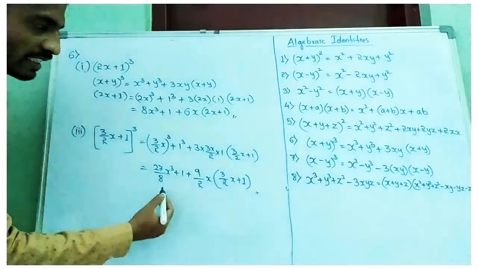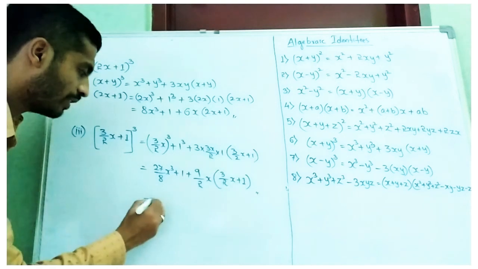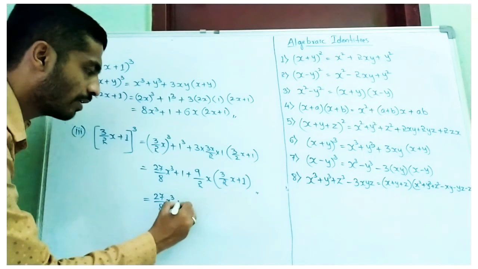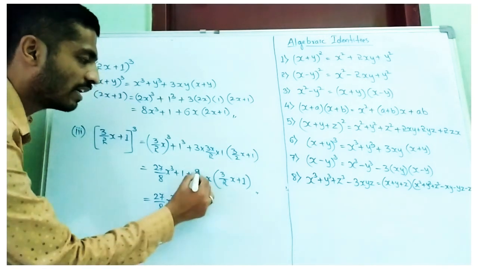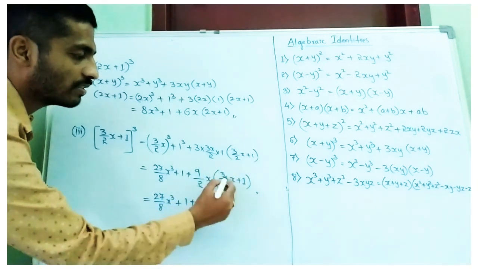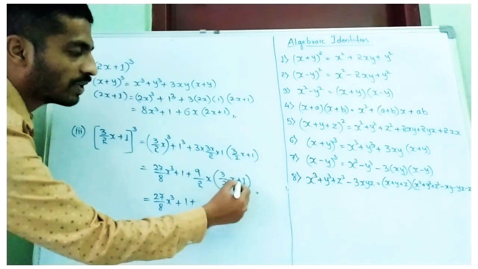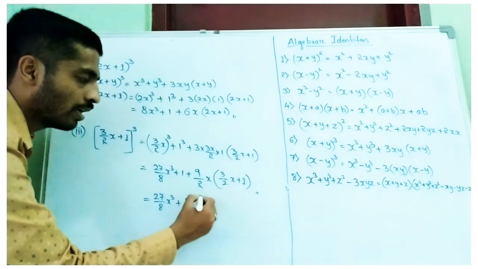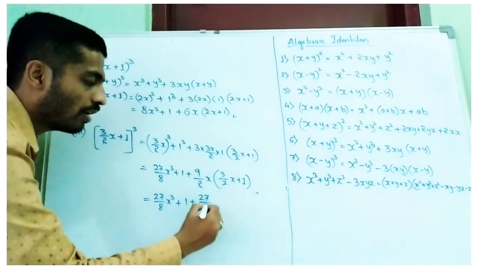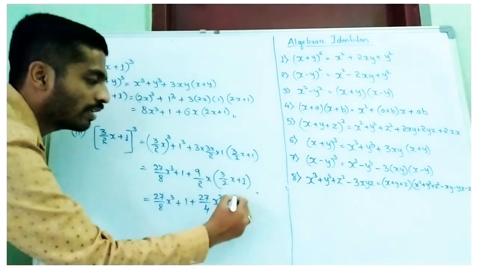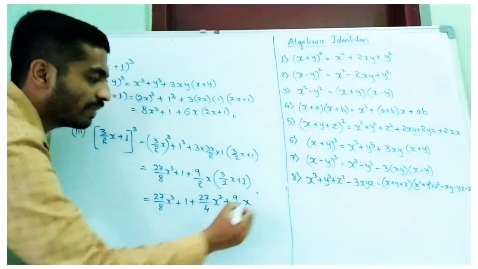Okay, so still is it possible to do addition or multiplication? Do it. So here 27/8 x cube is there, keep like that only, plus 1 is there, plus 9/2 x into (3/2 x + 1), so it is multiplying with the inside numbers. So first you multiply the first two terms: 9 threes are 27, 2 twos are 4, x into x, x square, plus 9/2 into 1, 9/2 only, and x is there, keep like that only.